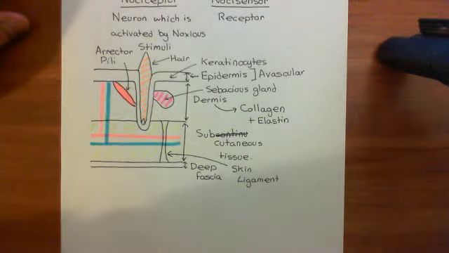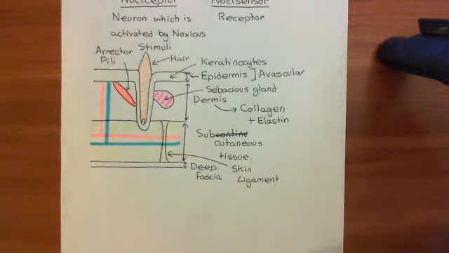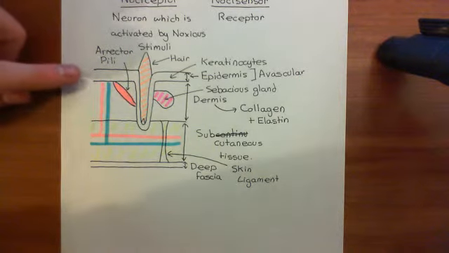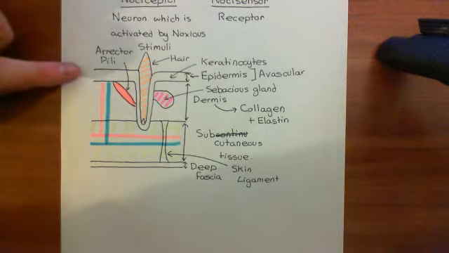Okay, so welcome back to this next video in which we are discussing cutaneous nociceptors. We're currently in the process of looking at the structure of the skin. We've seen that the skin has these four major layers. We've got the epidermis, which is made up of keratinocytes.